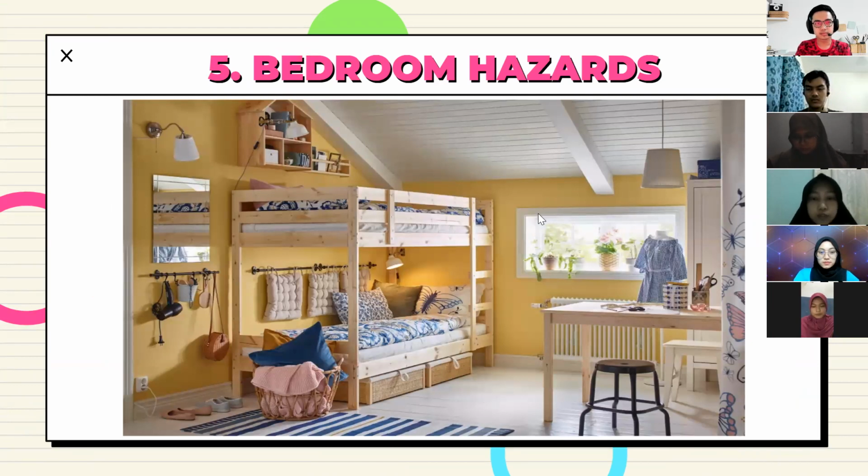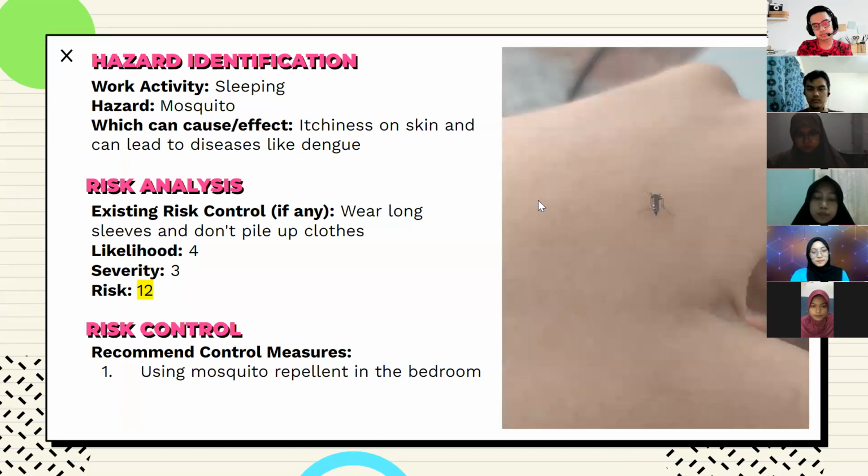Okay, now I will show you some bedroom hazards. Next slide, please. The first work activity is sleeping, and the hazard is mosquito, which can cause itchiness on the skin and can lead to diseases like dengue. The existing risk control is to wear long sleeves and not pile up clothes. The risk is 12, which is medium level. The recommended control measure is using mosquito repellent in the bedroom. Slide, please.